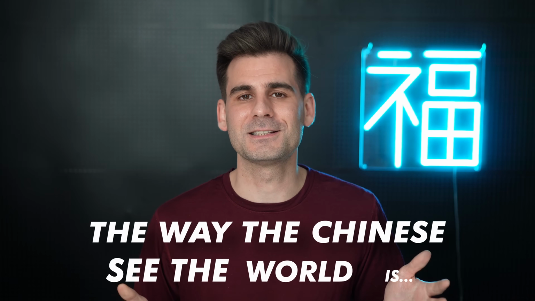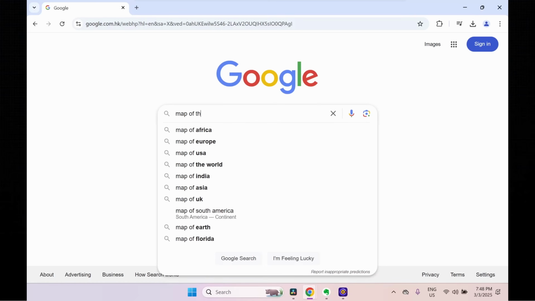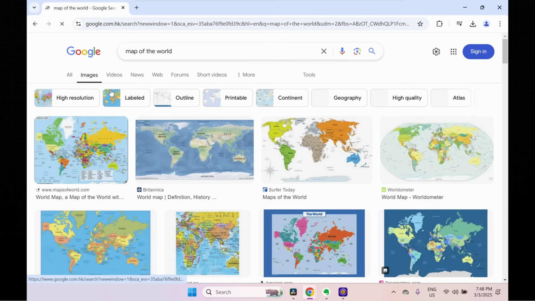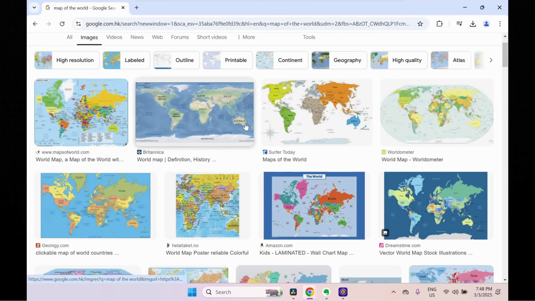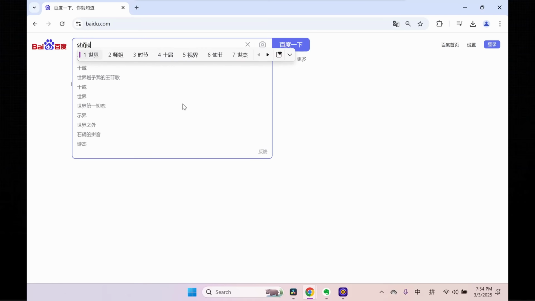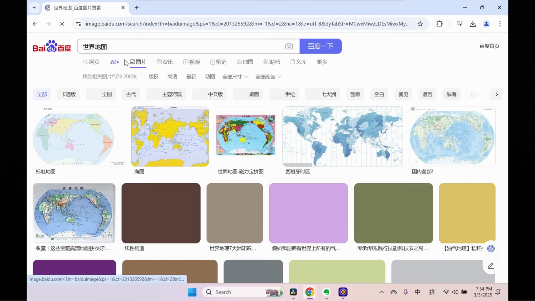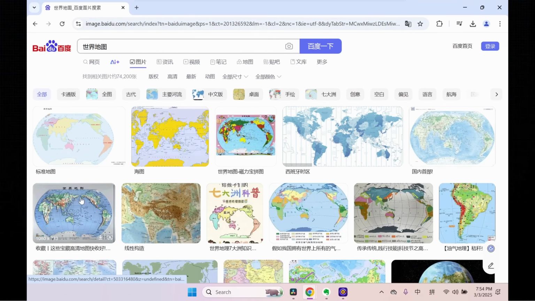The way that the Chinese see the world is different. And I mean that literally. If you do a search in Google for map of the world in English, you get maps that look like this. But if you do a search in a Chinese search engine like Baidu.com and you search for map of the world in Chinese, 世界地图, then it looks totally different. So, how are they different and why are they so different?